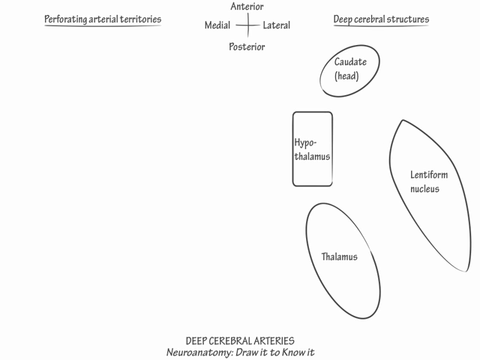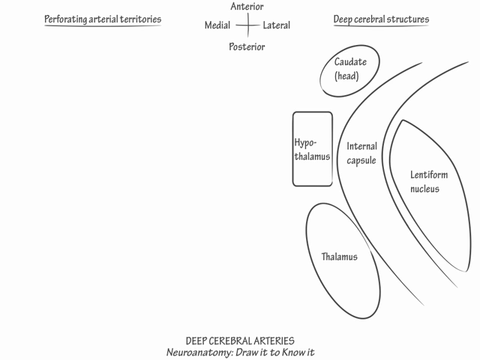Sandwiched in between these structures, show the internal capsule and divide it into its central lying genu, and then its anterior and posterior limbs. Now sketch this same arrangement on the arterial side of the page.